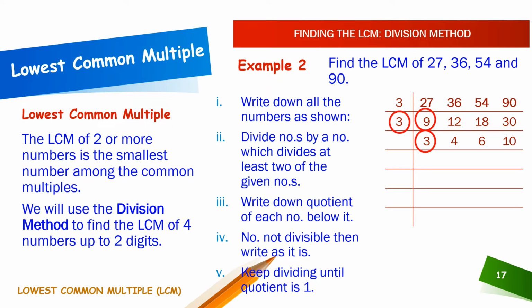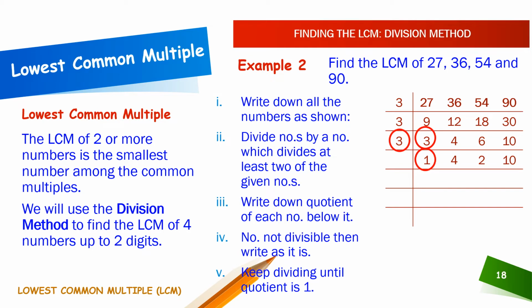So 9 divided by 3 is 3. 12 divided by 3 is 4. 18 divided by 3 is 6. And 30 divided by 3 is 10. We are now going to continue to divide by 3 because at least two numbers in the last row divide by 3.